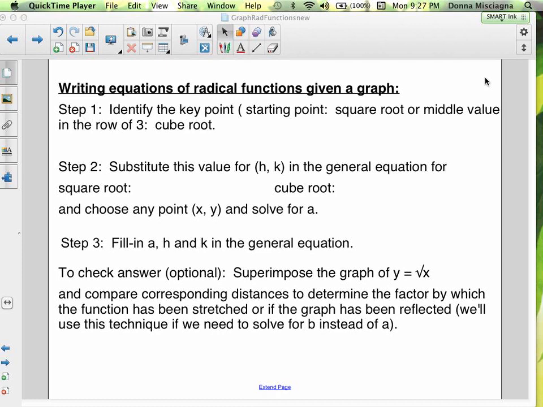Welcome. So now we're going to be writing the equations of radical functions given a graph. So you want to identify your key point. It's a starting point for square root, or it's the middle value in the row of 3 for the cube root. That's the best description I can give you.